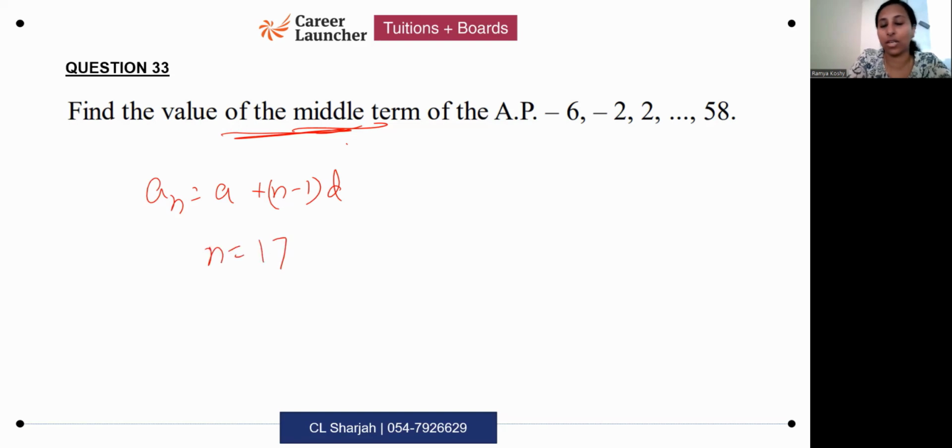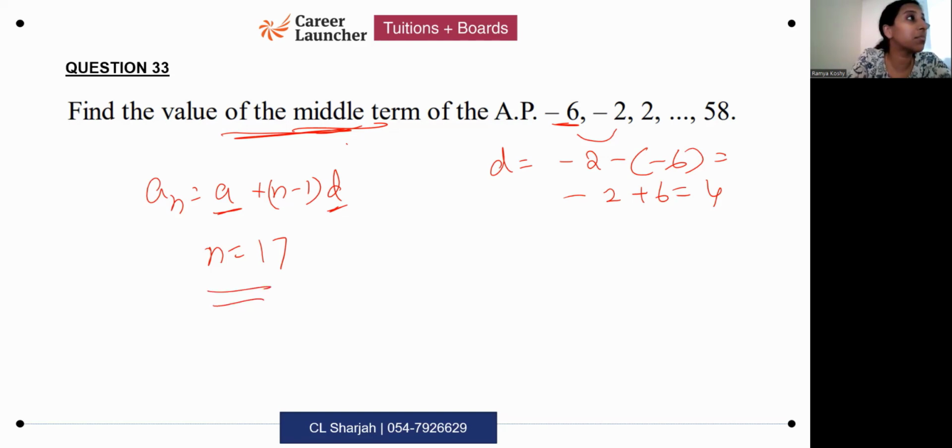N as 17. Okay. So you substitute minus 6 for a. You substitute d as, d will be what? Minus 2 minus of minus 6, which is minus 2 plus 6, 4. Correct? Once you get these values, once you get the value of n, what are you supposed to do to find the middle term? A17 is not the middle term. A17 will be 58. There are 17 terms in total. So how do you find the value of the middle term?